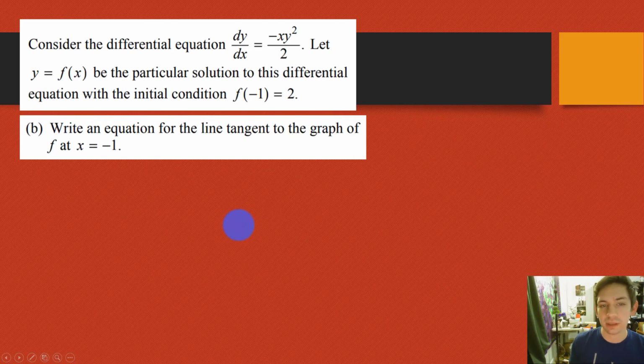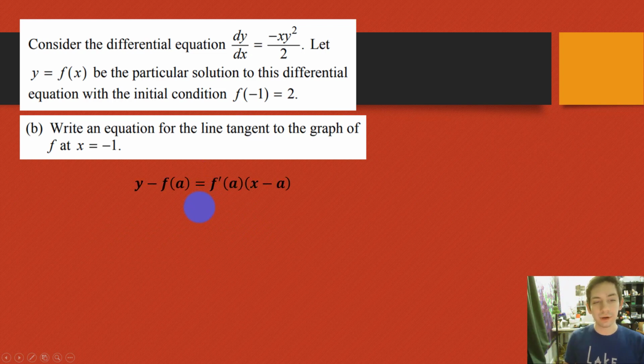Okay, write an equation for the line tangent to the graph of f at x equals negative 1. We know the form of an equation of a tangent line is this. We've seen it a bajillion times. We keep forgetting it, but that's okay. We just need to practice to the 100th power. So they tell us that a is negative 1, right here. They also tell us f of negative 1 is 2. Already, we're like 2/3 done.